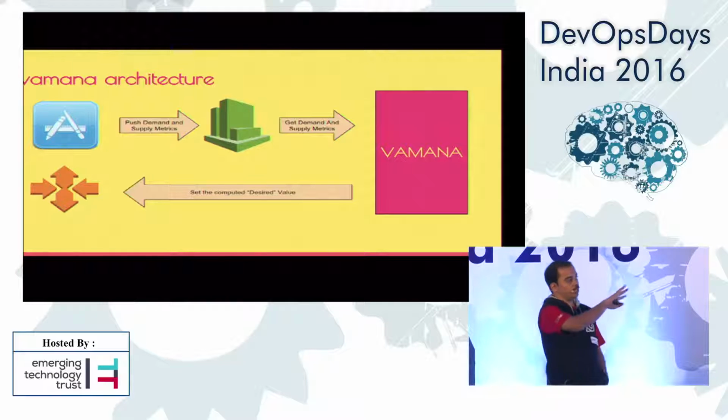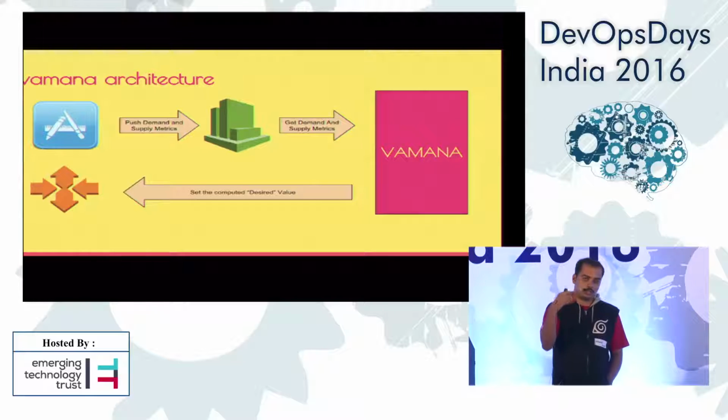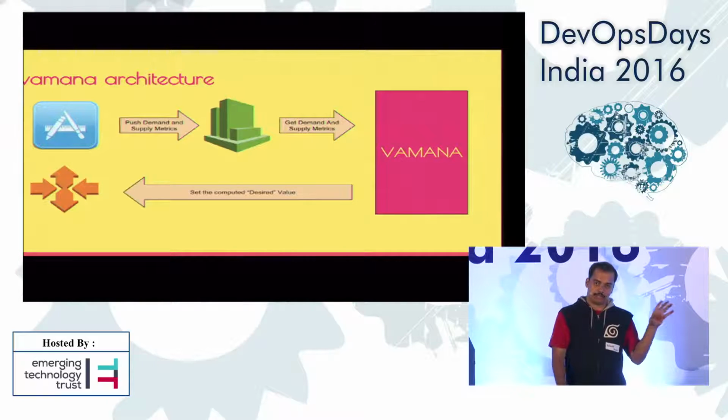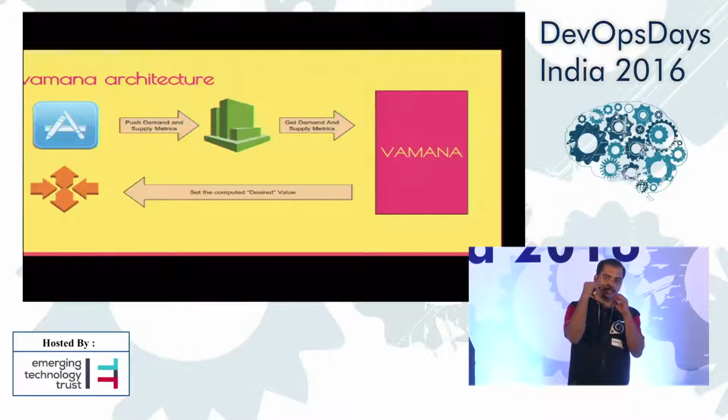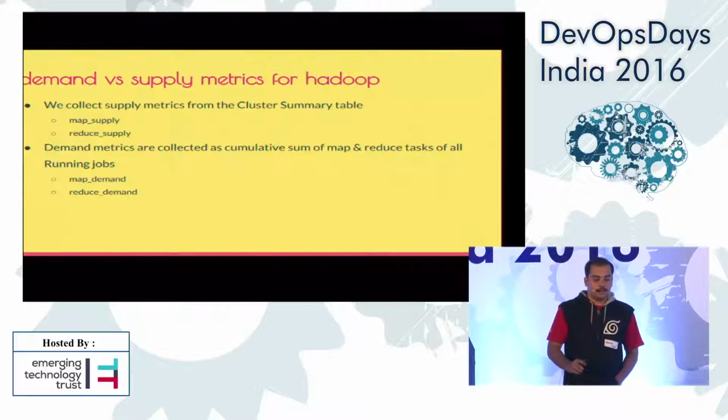So we push all these metrics to a store, and Vamana runs in a cron, gets all these metrics, does some custom computation, and then sets the desired value on the autoscaling group at any point in time, to decide, okay, this is the current number of instances you should have in your cluster.